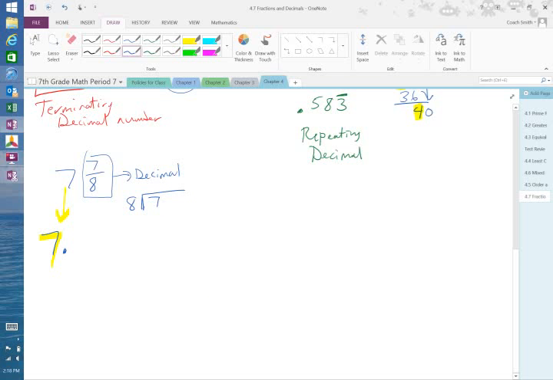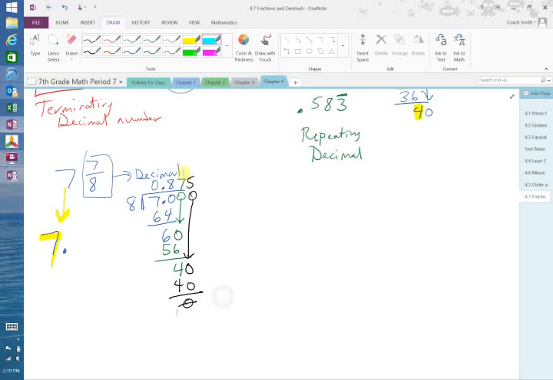Okay, so I don't confuse anybody. 8 doesn't go into 7, so I have to put a 0. Put a decimal and add a 0. 8 goes into 70 8 times, 64, remainder 6. I'm going to add another 0 and bring it down. 8 into 60 goes 7 times, 56, remainder 4. Add another 0 and bring it down. 8 into 40 goes 5 times, 40, remainder 0.